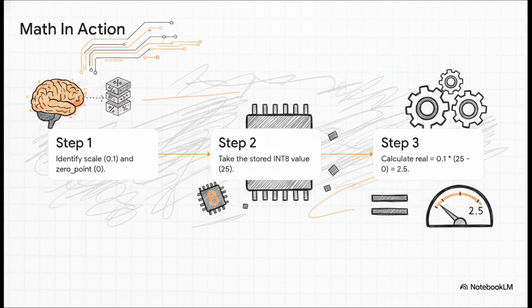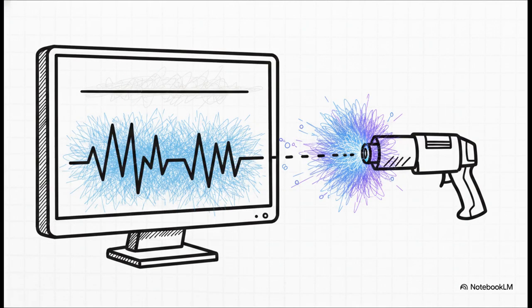It basically did complex decimal math, but mostly used cheap integer storage to get there. And if you're a developer building this, you can actually verify that this compression is working just by checking your ESP32 device logs. A standard uncompressed float model is just going to show a flat scale of 0 and a zero point of 0.